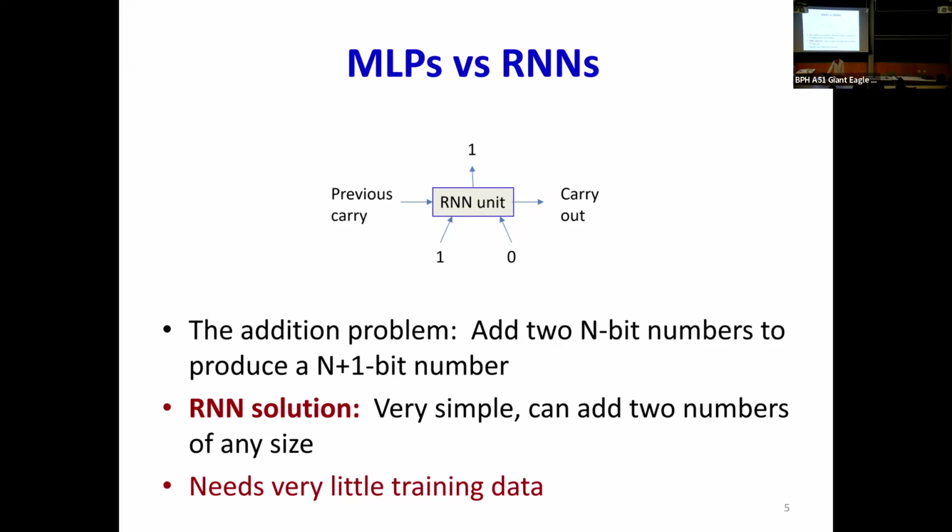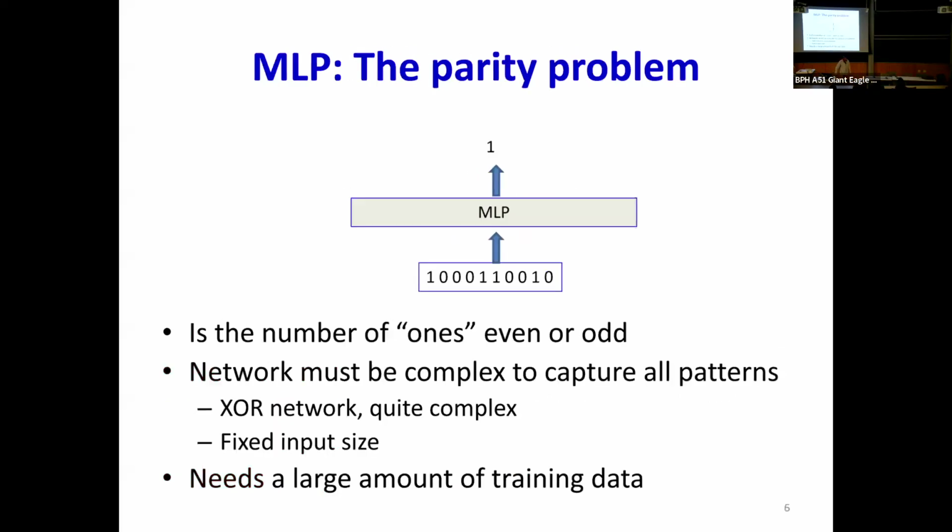So here's another problem, the parity problem. Suppose I wanted to build an MLP that looked at an input and computed its parity. So is the number of ones even, or is it odd? How large would the network be?